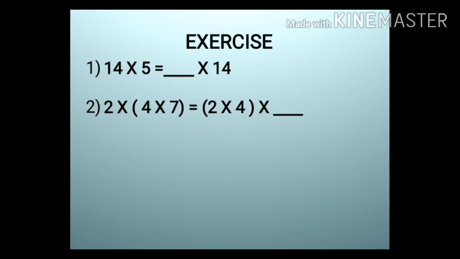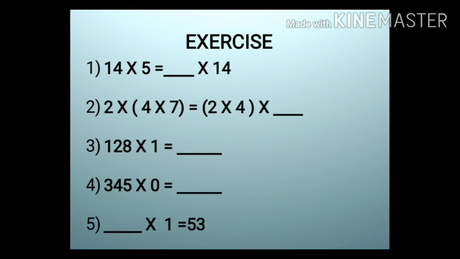So now you have learned the properties. So can we do some exercise? Yes. First one, 14 into 5 is equal to dash into 14. Yes, you can see that is the first property, isn't it? So if you change the order, the answer will be the same. So what is the change in the order? Yes, 14 into 5 is equal to 5 into 14.